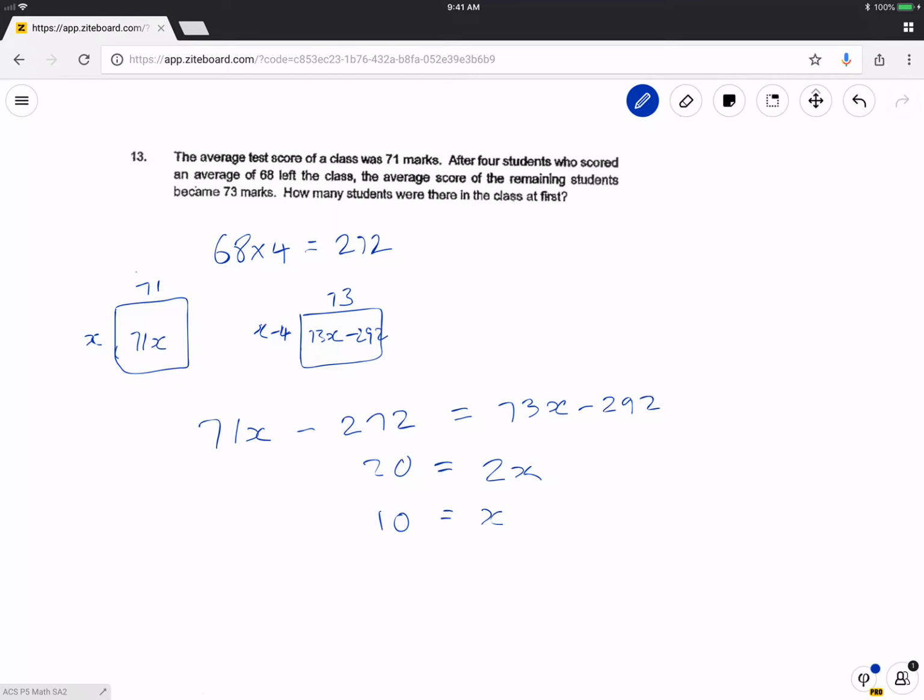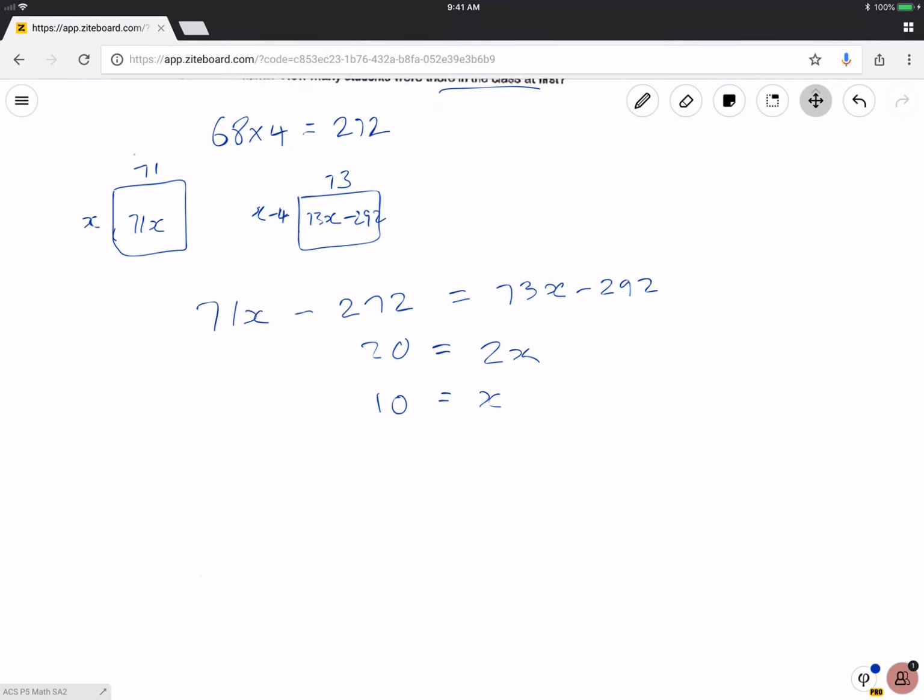Okay, so how many students were there at first? Answer is 10. So this is one way. For me, it's the fastest way to solve this. Next one.